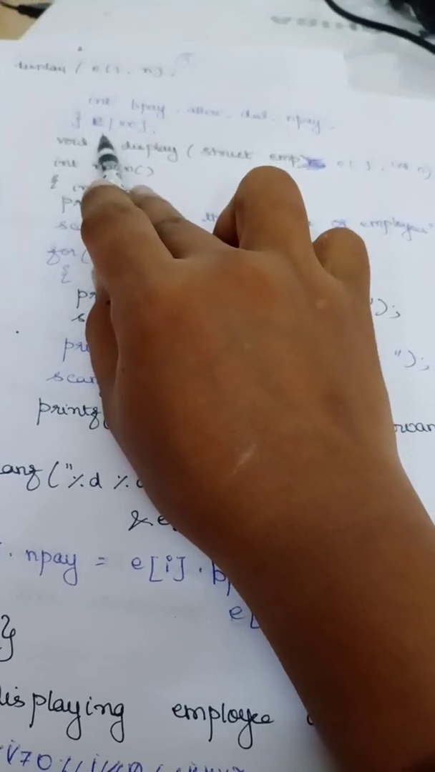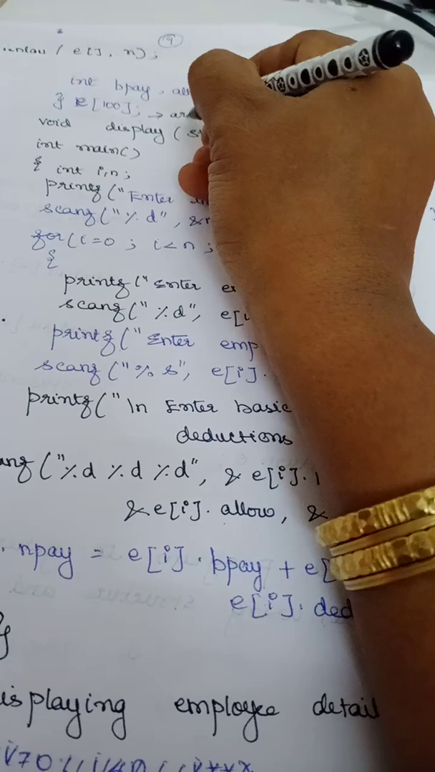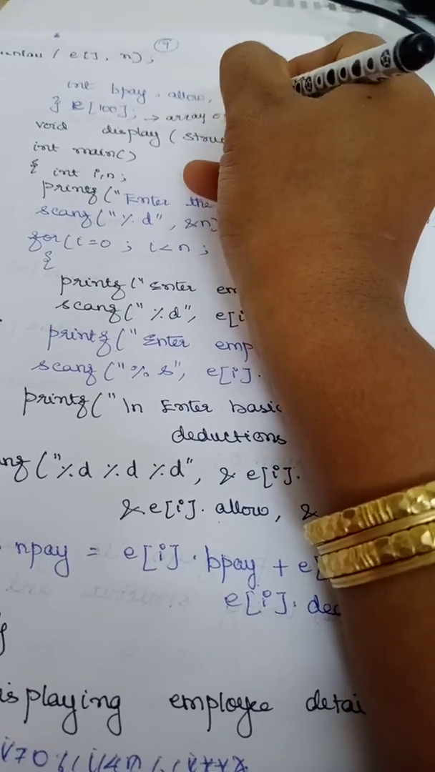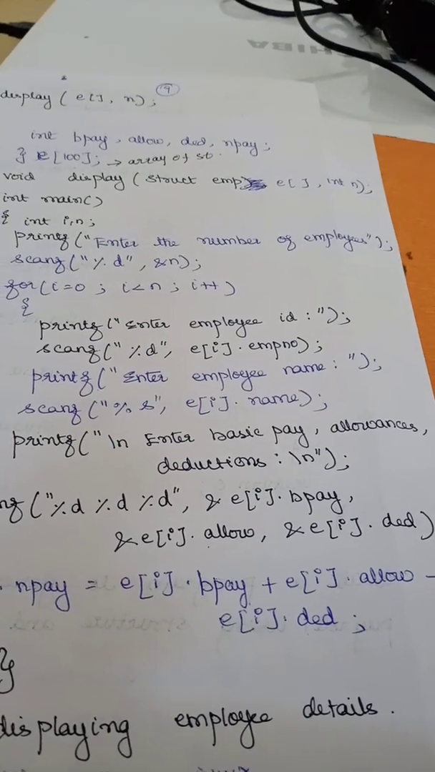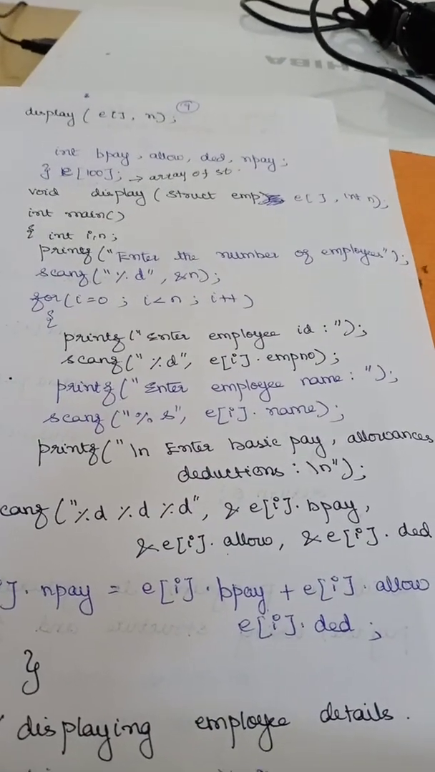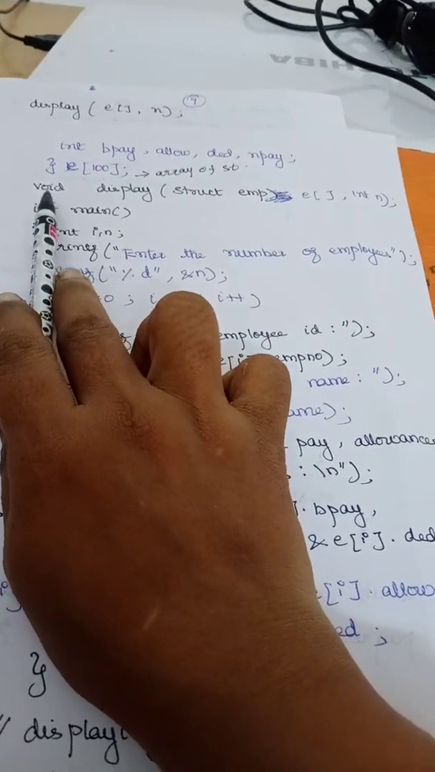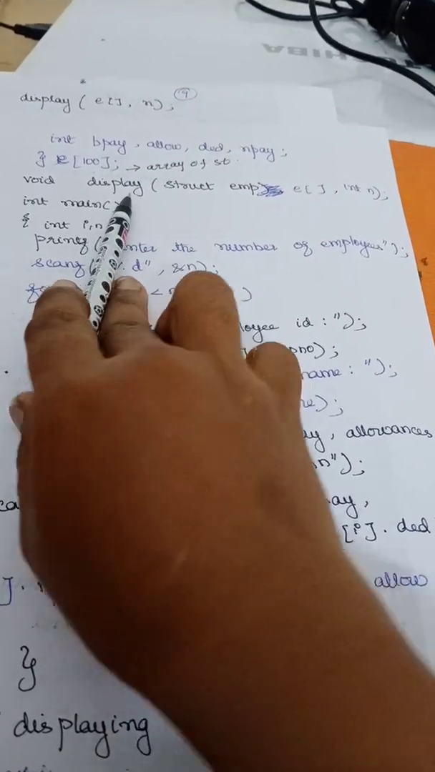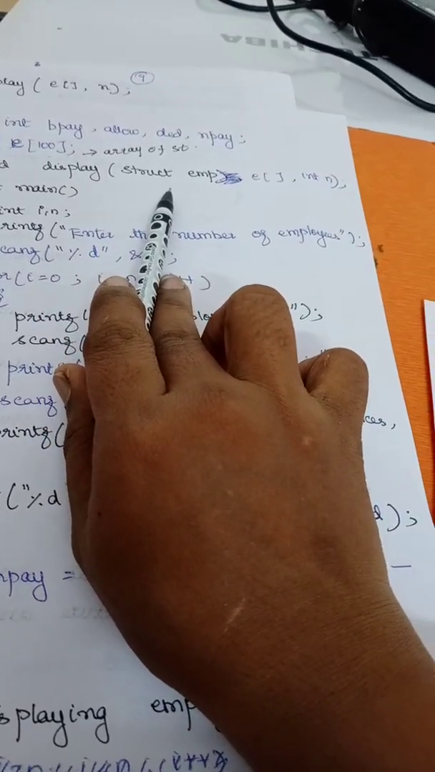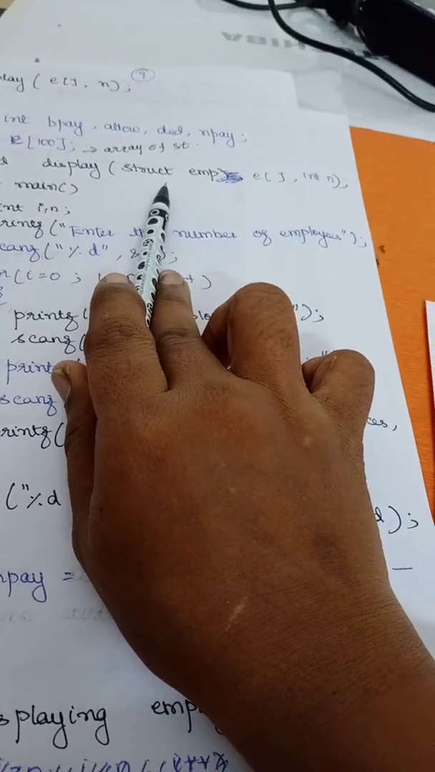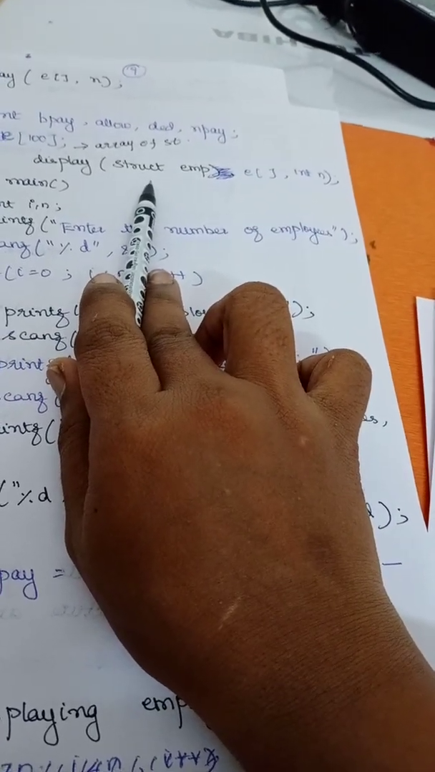So here again I have declared an array of structures. And then I am going to use a function. In the function, I am not going to accept or return any value, I am just going to display. For displaying, I am going to accept the structure. Now here the structure is not going to be a simple structure. I need to pass an array of structures.